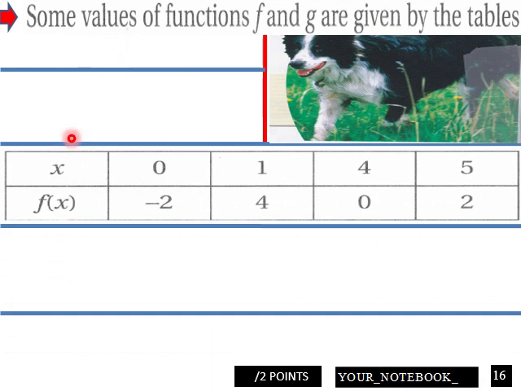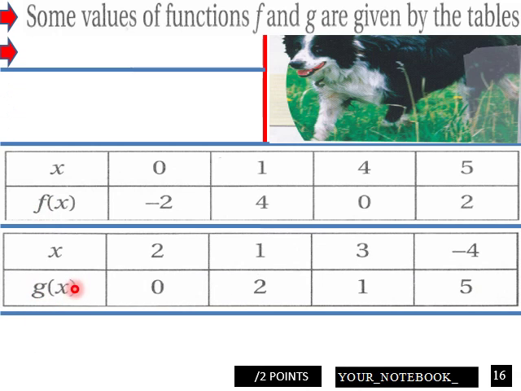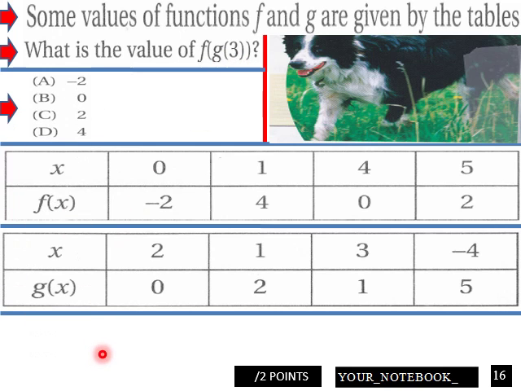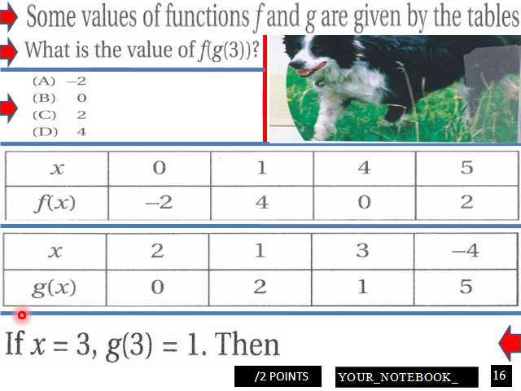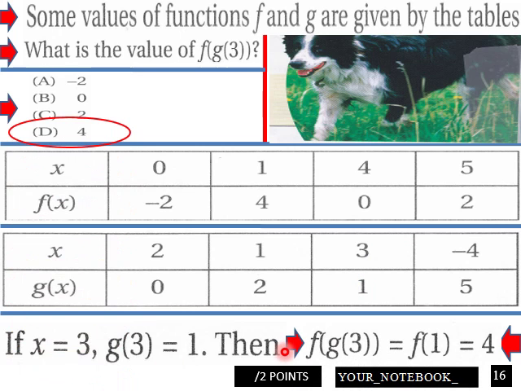Some values of functions f and g are given by tables. Here's a table. Here's another table. What is the value of f of g of 3? It's one of these values. If x equals 3, then g of 3 equals 1. So f of g of 3 would equal f of 1, and when x equals 1, y equals 4. That's one way you could do it, with a table.